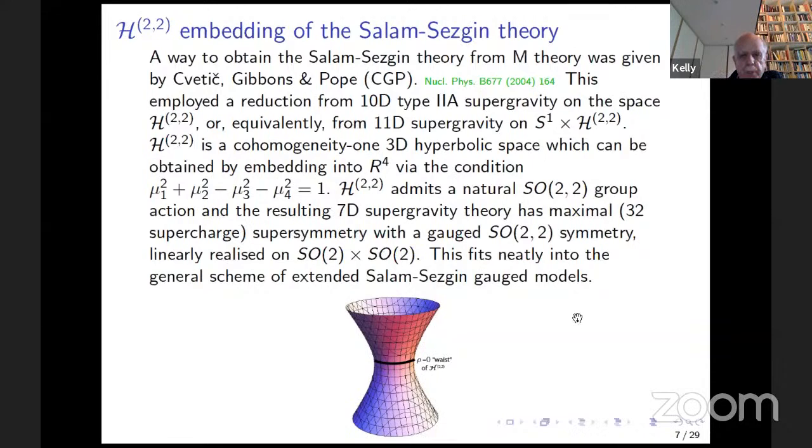So here's a picture of the hyperbolic space where actually our world volume we want to talk about is this waist, the minimum radius of the hyperbolas at a coordinate called rho equals zero.